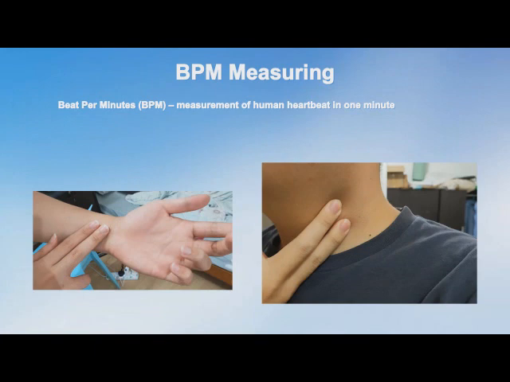Now I will discuss the BPM calculation of this medical watch. BPM is a measurement of human heartbeat per minute. An easy method to measure BPM is by laying a finger on your wrist or on the neck to count the total beats in 1 minute.